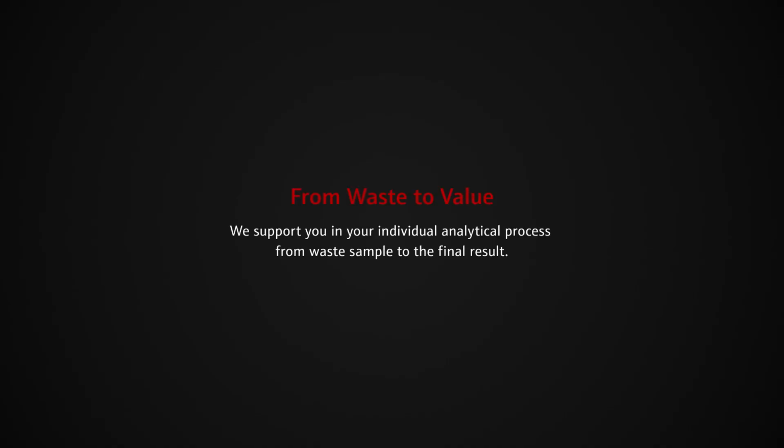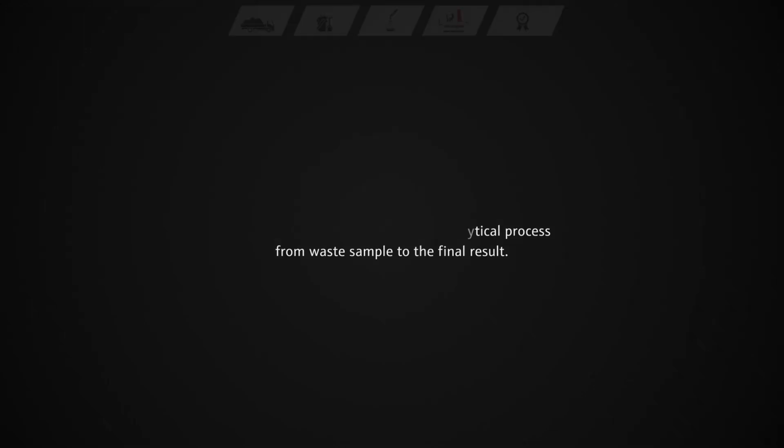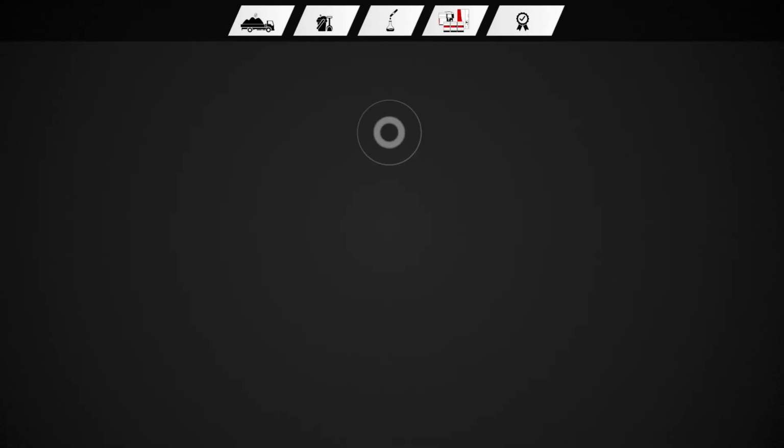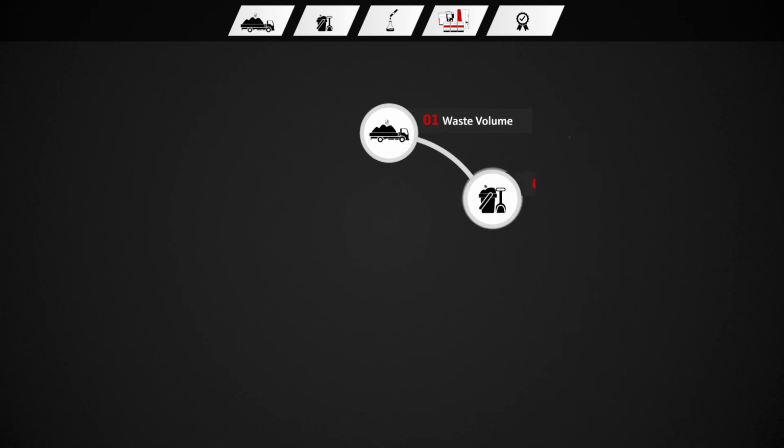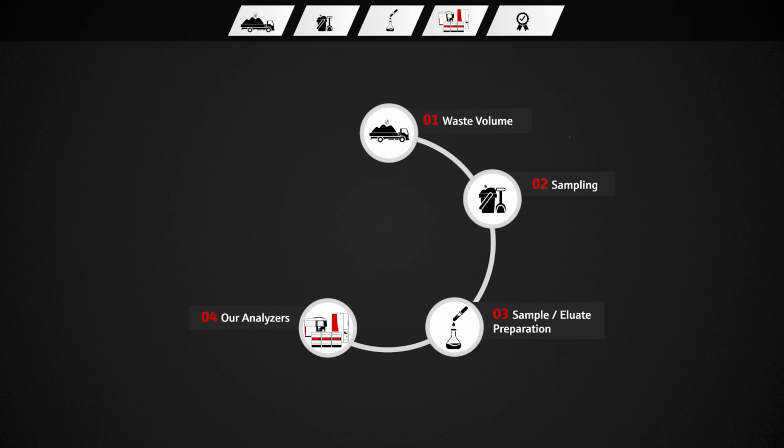Along the material cycle, various waste samples such as sewage sludge, soil, electronic or construction waste are tested for their content of heavy metals, halogen parameters, TOC or DOC. With our comprehensive product portfolio and long-standing expertise, we at Analytik Jena support you with your individual analytical process from sample preparation to the final results.